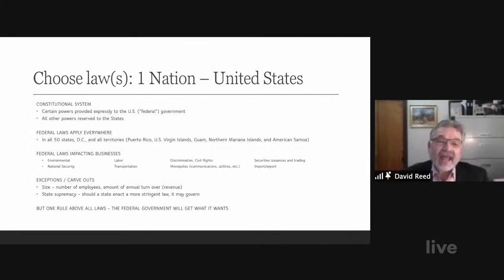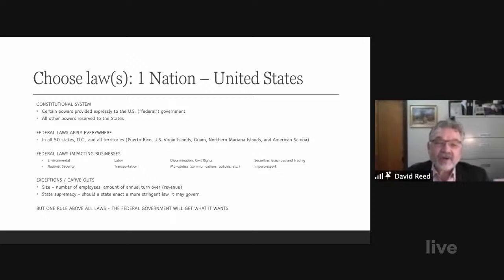Federal laws impact some of the bigger issues associated with doing business in the United States: the environment, national security, labor, transportation, discrimination and civil rights, monopoly situations such as communications, utilities, etc., securities issuances, meaning stocks and bonds and trading in those stocks, as well as import and export, restrictions on both.